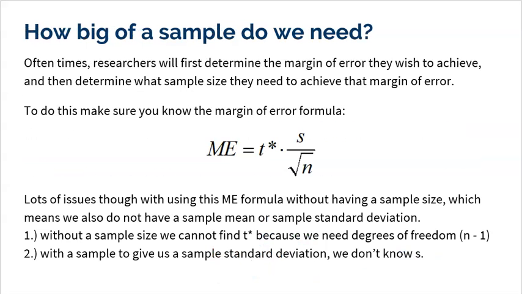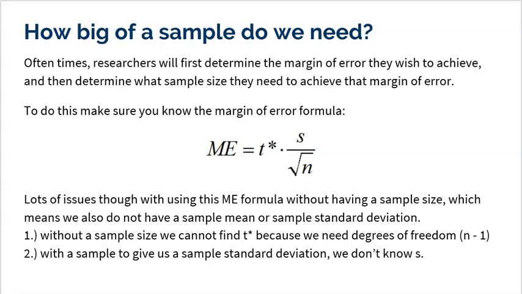All right, so this leads us perfectly into the next topic. How big of a sample do we need? Oftentimes, researchers will first determine the margin of error they wish to achieve, and then determine what sample size they need to achieve that margin of error. This is a little bit weird, but it actually makes sense because if I'm trying to estimate the time that kids study every night, and I want to be pretty accurate, I want to be only 5 minutes margin of error. That means plus 5 minutes, minus 5 minutes. That's a 10-minute wide interval. That would be pretty accurate.